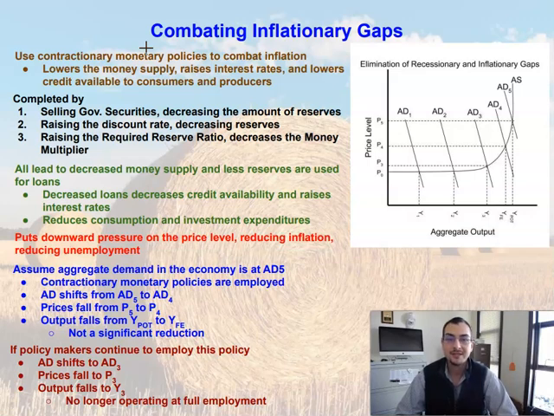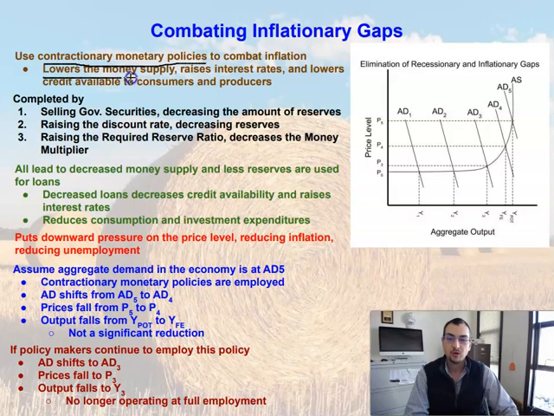So how do we get rid of that inflationary gap? Well, we're actually going to use contractionary monetary policies to combat this inflation. We're actually purposely trying to slow down the economy. So how are we going to do that? Well, we're going to use those three monetary policies set forth by the Fed.